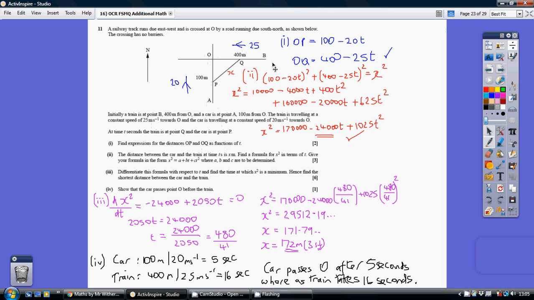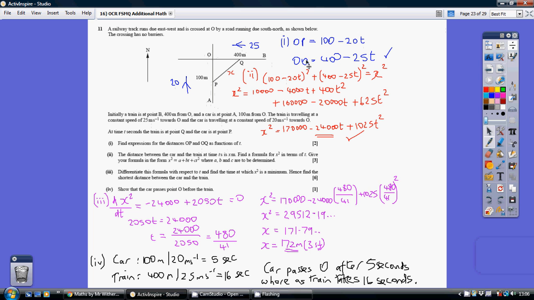Okay, so let's just go over that again. The distance OP is going to be 100 take away how many lots of 20s we've gone backwards in this direction. So for example, if we've been travelling for 2 seconds, that distance would be 60, because we would have 100 take away 2 lots of 20, which is 40, giving us 60.